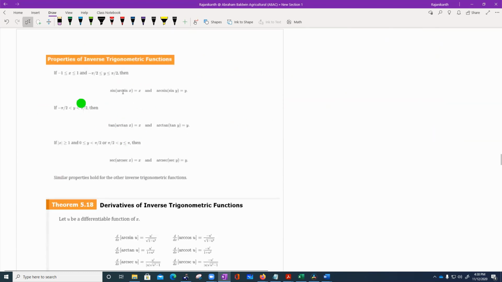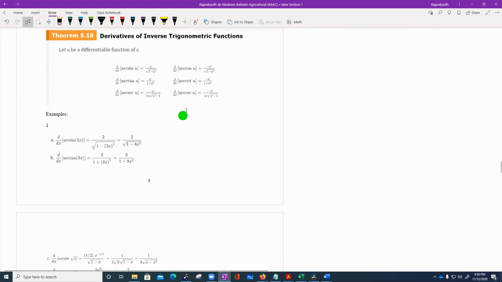Okay, so these are some properties you could read. Our key point is now finding the derivatives of inverse functions. So you have to memorize these formulas, okay? Suppose u is a function of x. The formula says that the derivative of arcsine u is simply what? 1 over the square root of 1 minus u squared, times u prime. The cosine is the same thing, but you will have the negative sign.